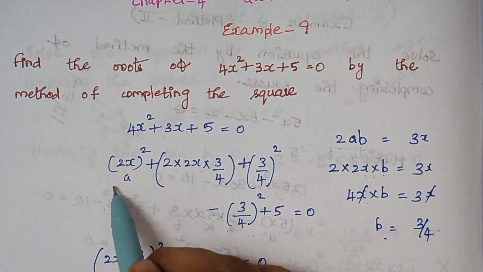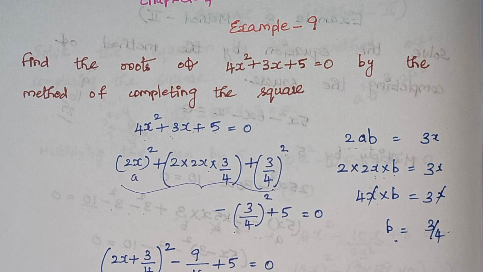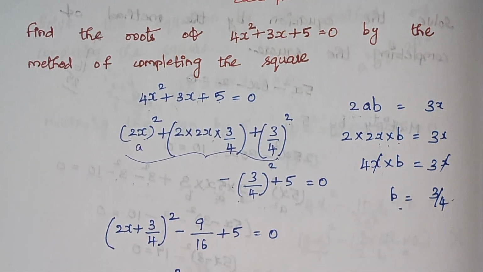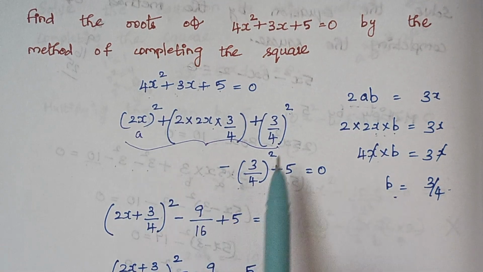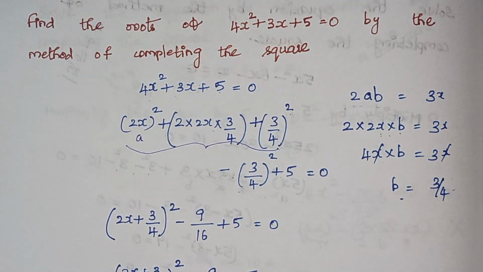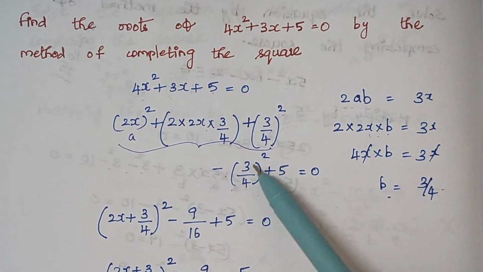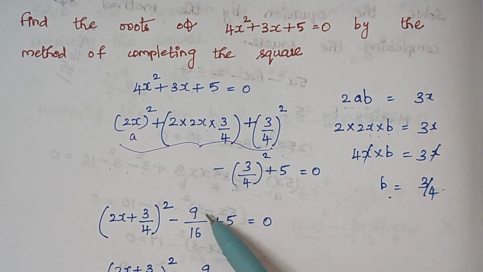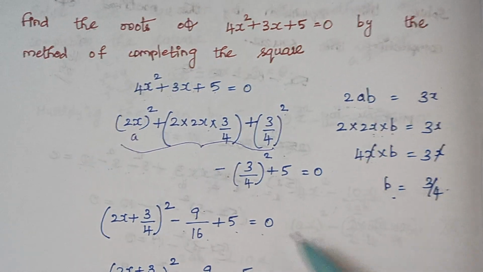Now, we can combine these three terms together in the form of a plus b whole square. Therefore, here in the place of a we have 2x and in the place of b we have 3 by 4. So 2x plus 3 by 4 whole square minus this 3 by 4 whole square becomes minus 9 by 16 plus 5 equal to 0.